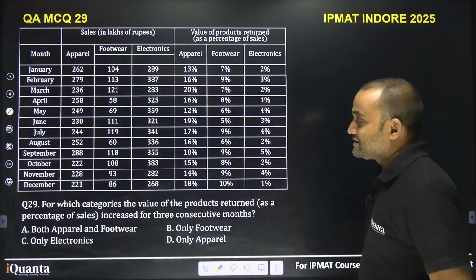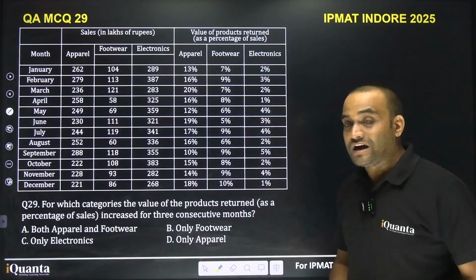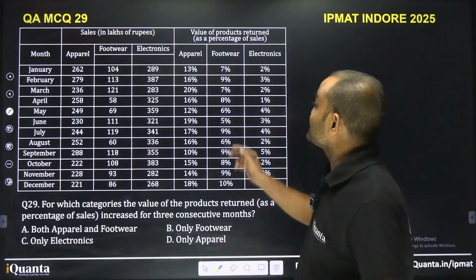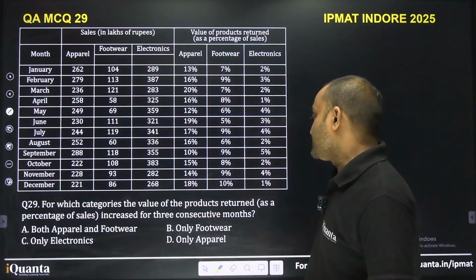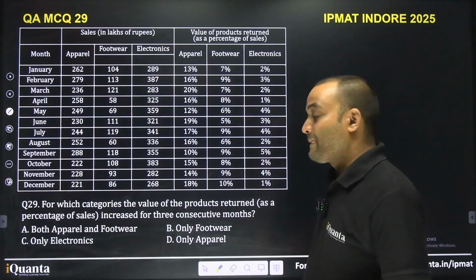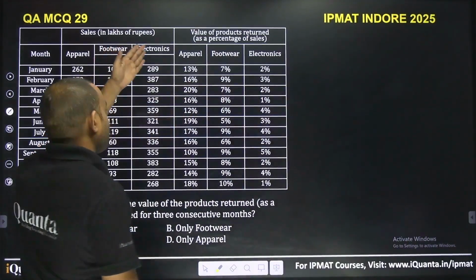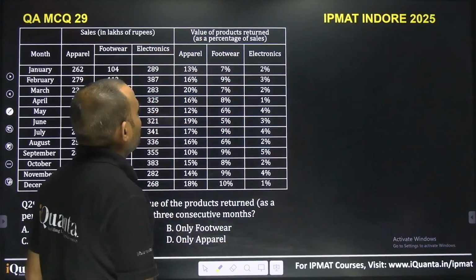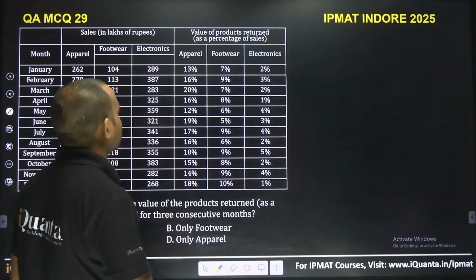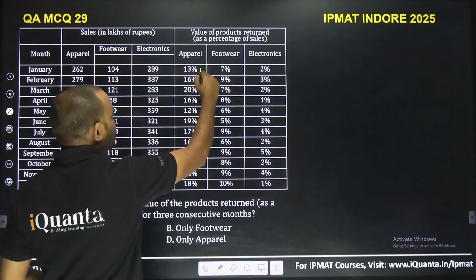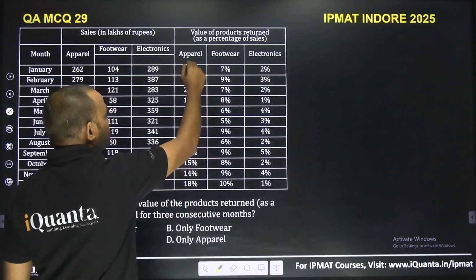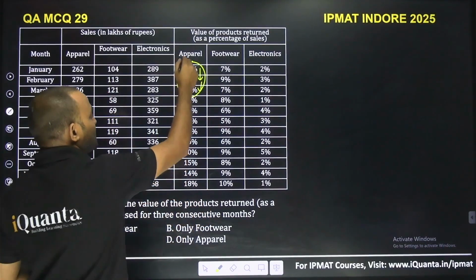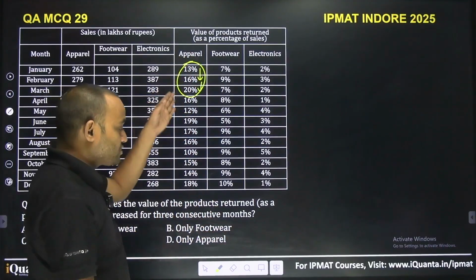Question number 29, it says for which categories the value of the products returned as a percentage of sales increased for 3 consecutive months. So for each category we need to check whether the value of the products returned as a percentage of sales increased for 3 consecutive months. In case of April, increase. So these 3 months we can see increase. So definitely April is one of those. We don't need to check further.